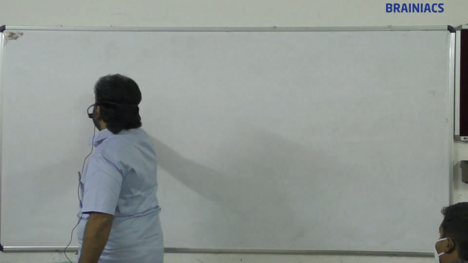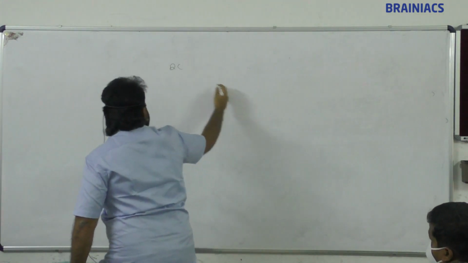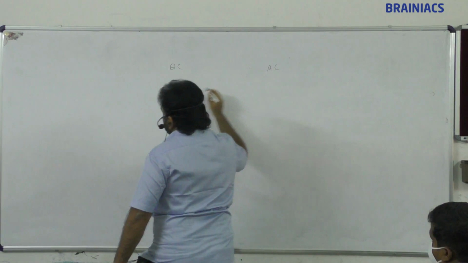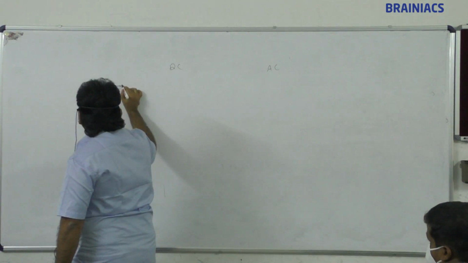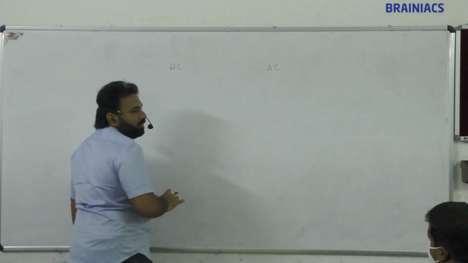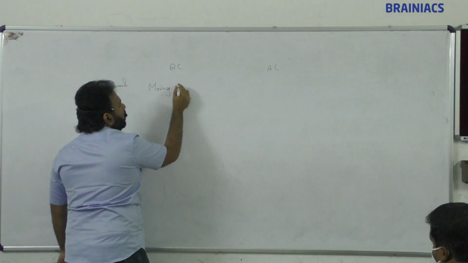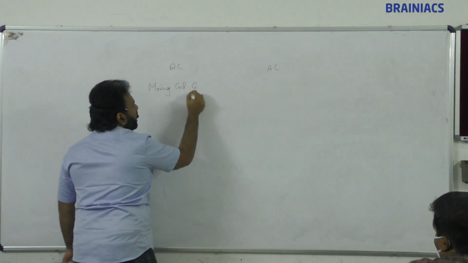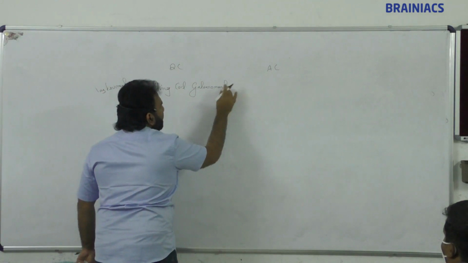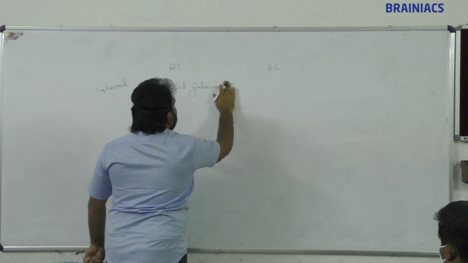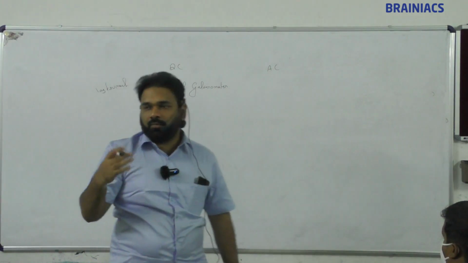Instrument for DC. Say suppose if this is DC, this is AC. Actually, what instrument are we using? Moving coil galvanometer. Moving coil galvanometer we are using. This is what we are converting into ammeter and voltmeter.